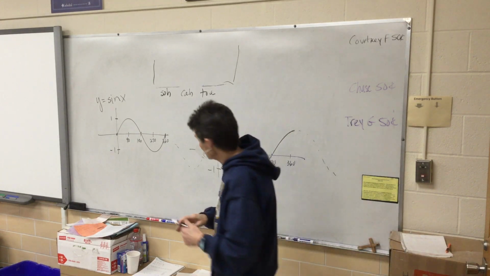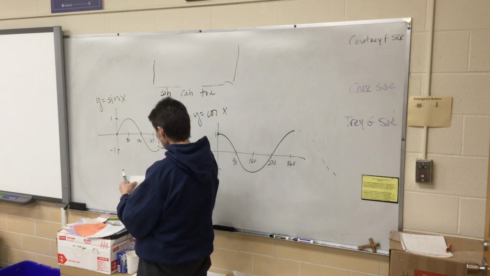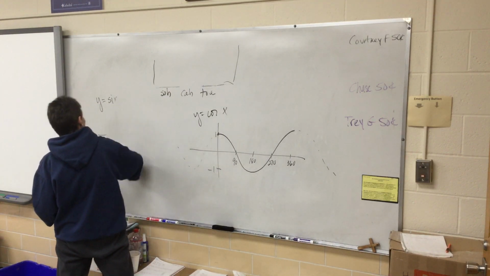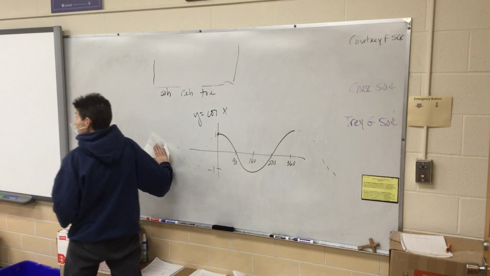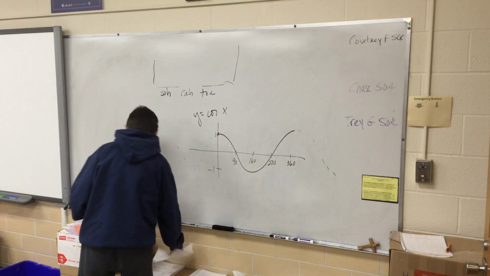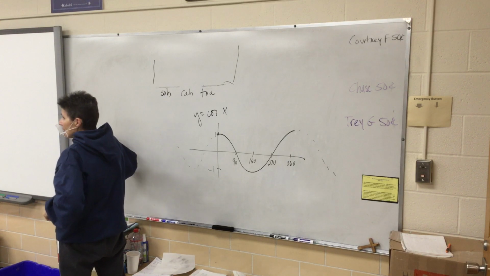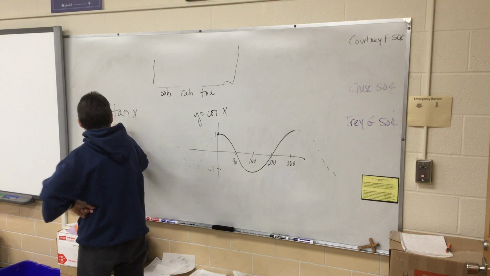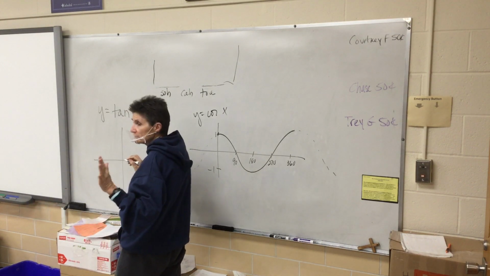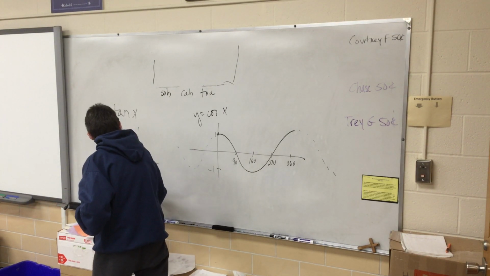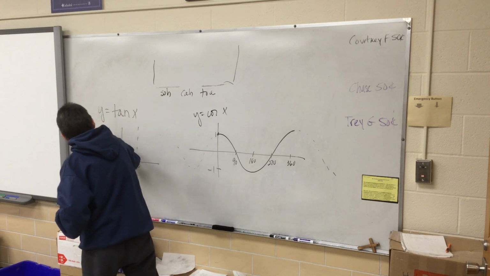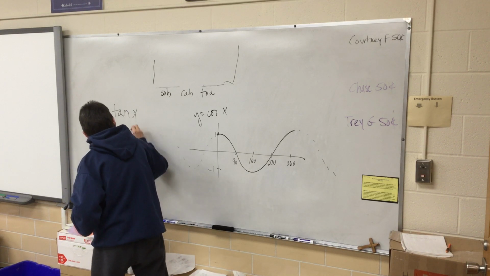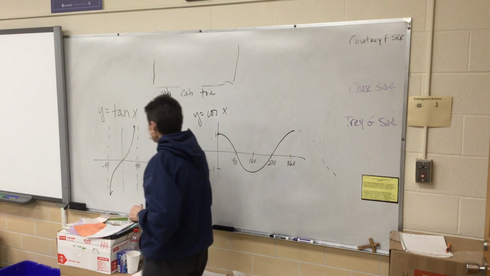Now, the tangent is brand new to you. It's going to remind you of something. Let me draw it, and then you tell me what it reminds you of. The tangent looks like this. It's a totally different shape. It has an asymptote at 90, another asymptote at negative 90, and it looks like that.